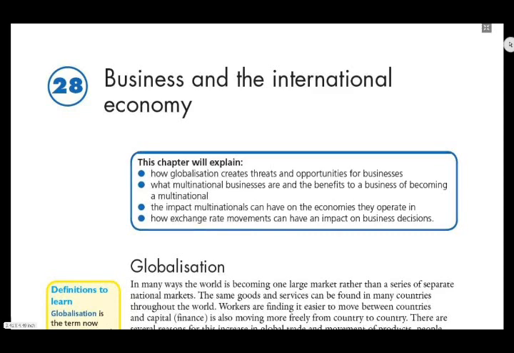In this chapter, the last chapter in this book, we're going to explain globalization, opportunities and threats, multinational companies, the benefits and impacts, and exchange rates, exchange rate movements and their impact on business decisions. So this is the last chapter in this book. Hopefully you can now revise all the chapters and hopefully very soon we'll also start making some revisions with you.